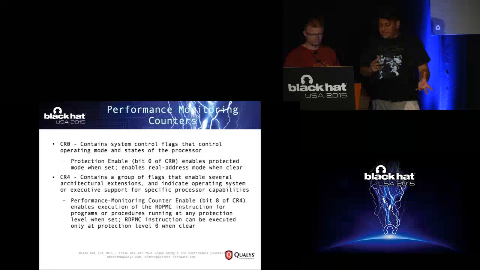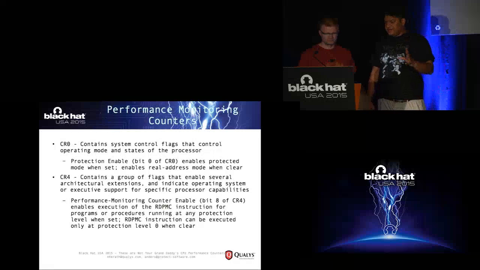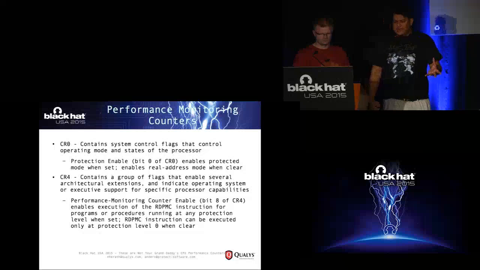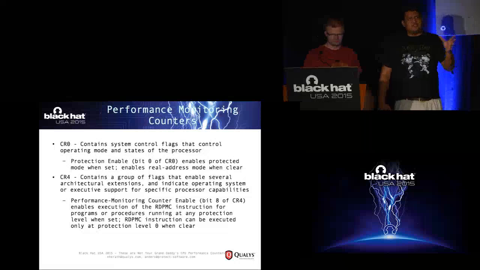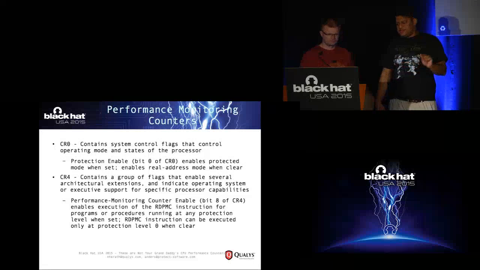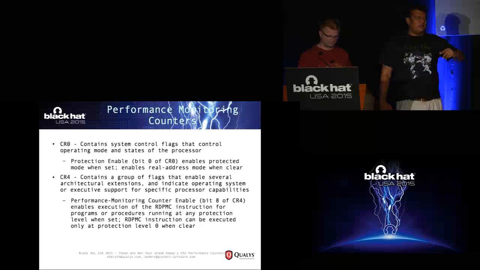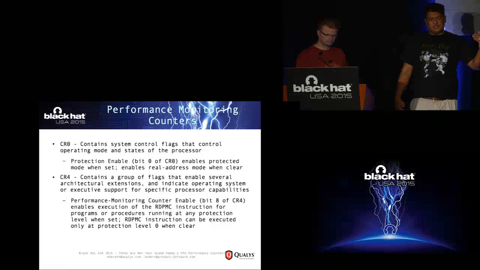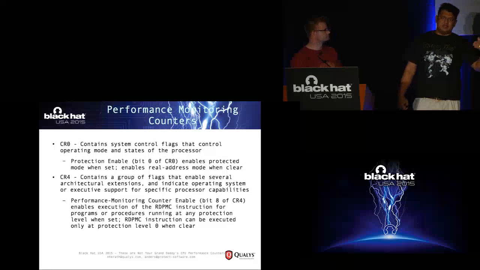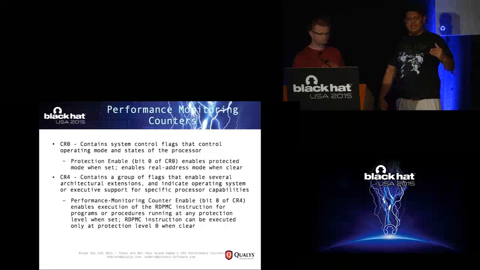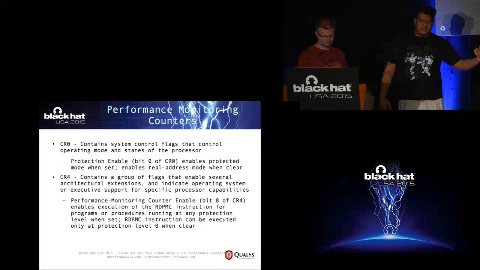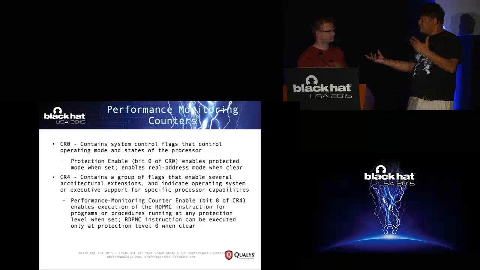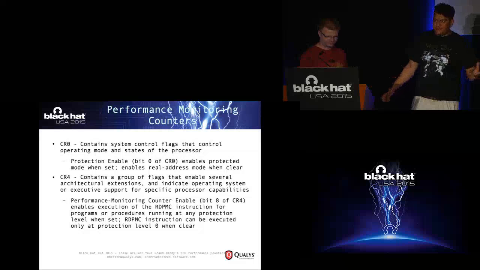So bit 8 of CR4 enables the RDPMC instruction, and this basically means that this instruction is available at any protection level. You can change this bit, and you can make it such that if it is used at a non-privileged level, say from anything above CPL0, you will basically get a fault, and that can be tracked to see if RDPMC was used by unprivileged software.